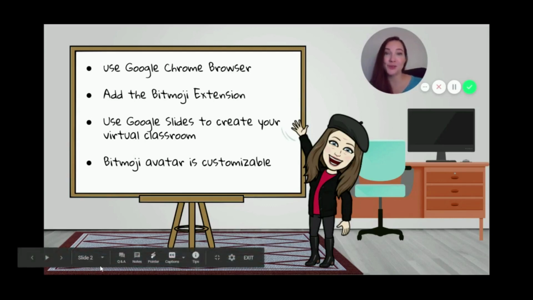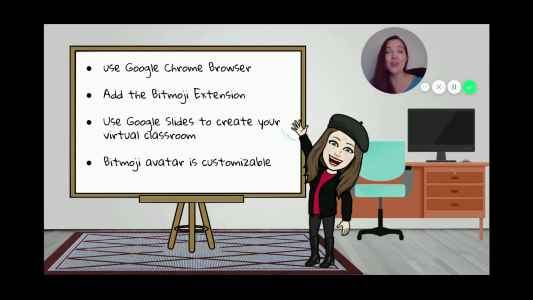Let's get started. Some things you want to make sure you are doing. One, use Google Chrome as your browser. This is going to allow you to add the Bitmoji extension. You can do a search on Google for Chrome extensions and install the Bitmoji extension. You're going to use Google Slides to create the virtual space in which you are going to have your virtual classroom with walls, desks, and anything that you want in your classroom.